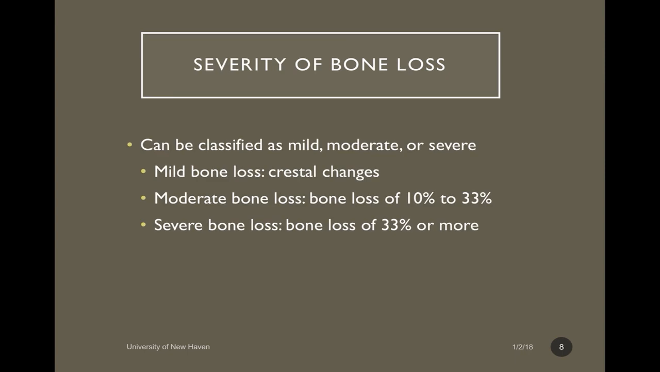You can also classify bone loss on a radiograph by the severity of the bone loss. You can classify it as mild, moderate, or severe. Mild bone loss, you're talking about some crestal changes, nothing very dramatic, but you are starting to see some change. Moderate bone loss, you're talking about bone loss where you've lost about 10 to 33% of bone. And severe bone loss, we're talking about bone loss of 33% or more, so someone who has lost more than 33% of bone.